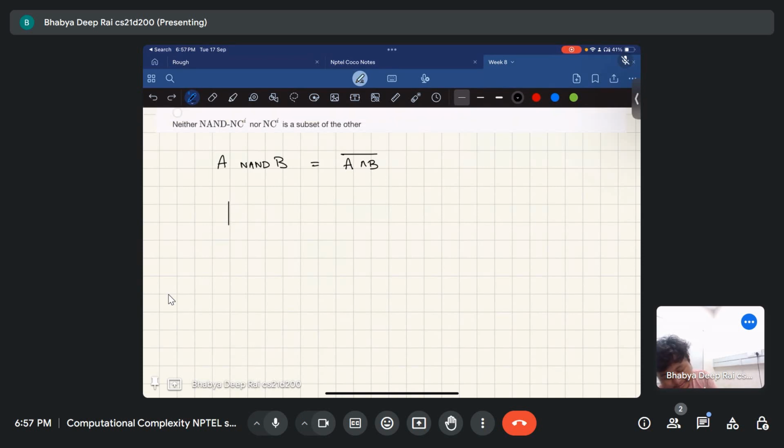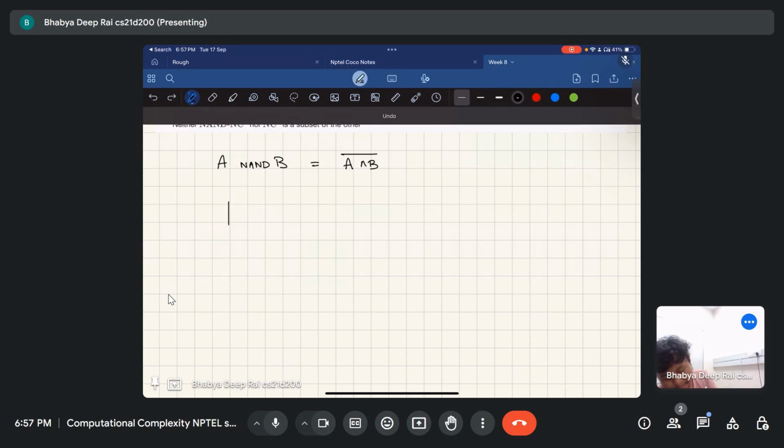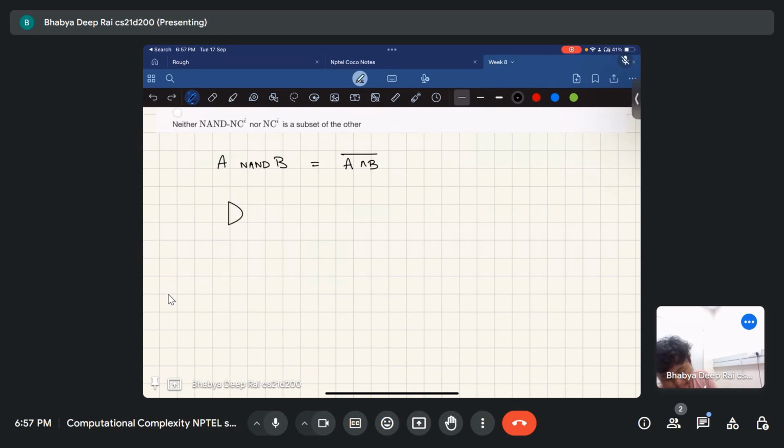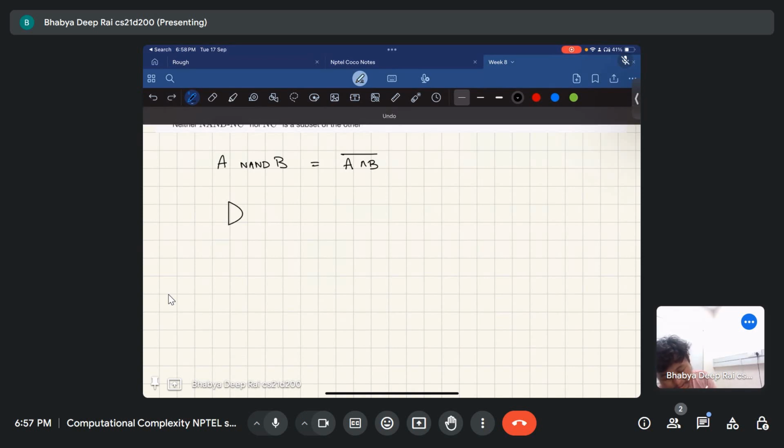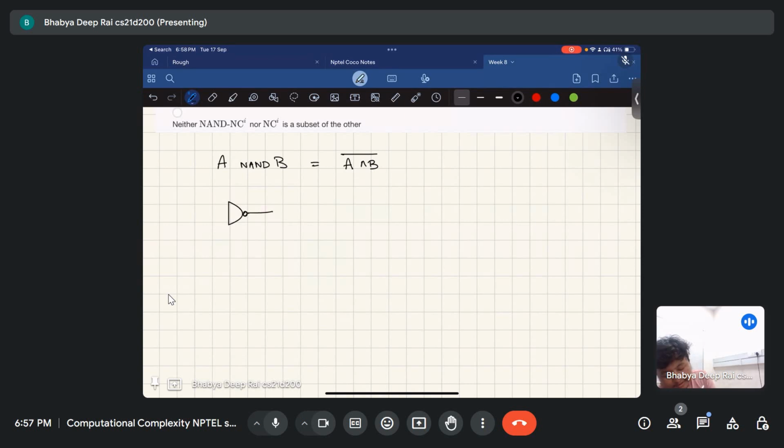This looks like you put a round thing here, and this is a NAND gate. Okay, so you may have seen it in digital logic. If so, you know the answer already.